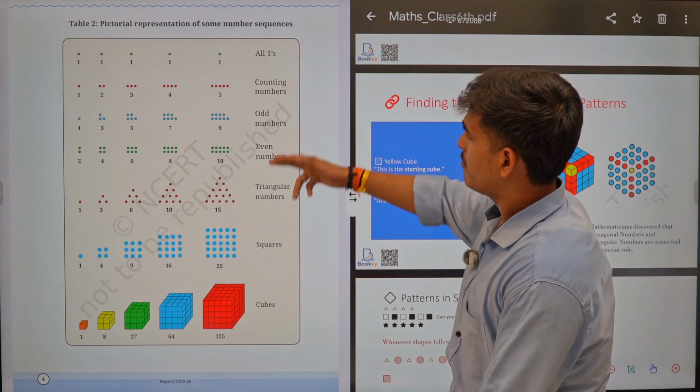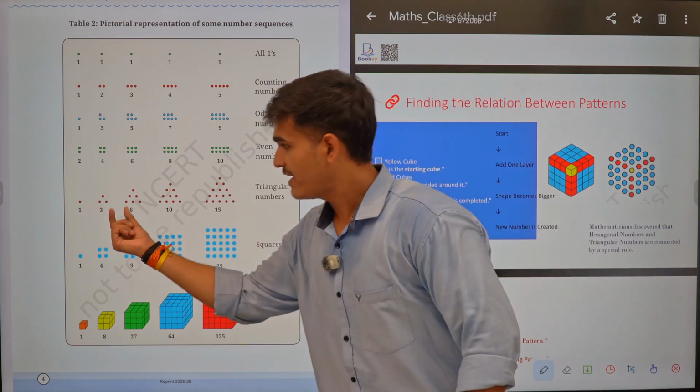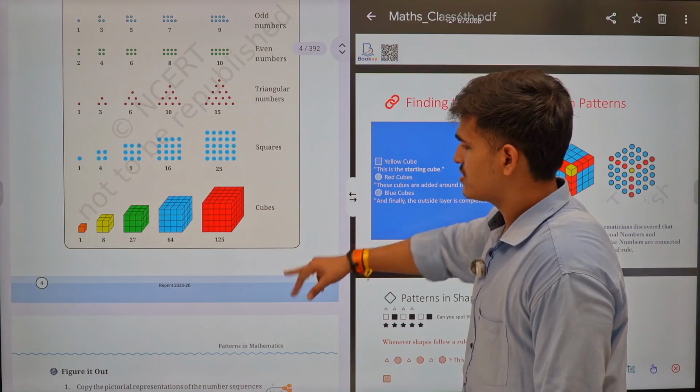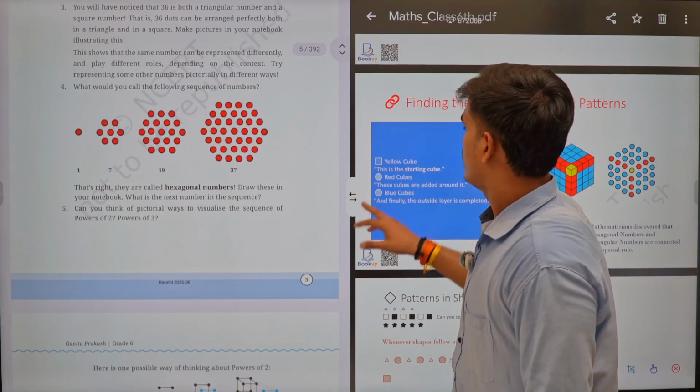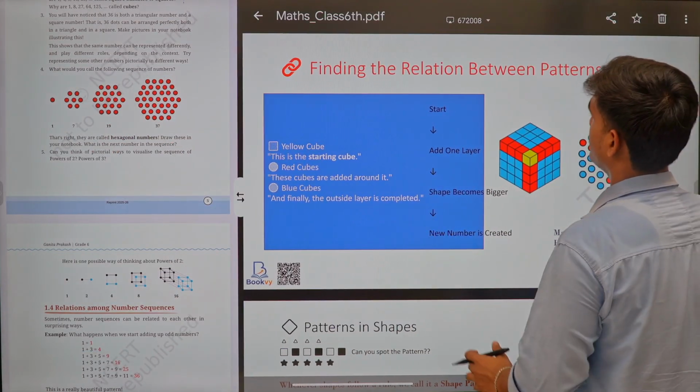All ones, counting numbers, odd numbers, even numbers, triangular. See, I have taught you the triangular, the same pattern you are looking at here, right? This is a triangular number, square number, cube number, everything. Now we will go to finding the relation between the patterns.